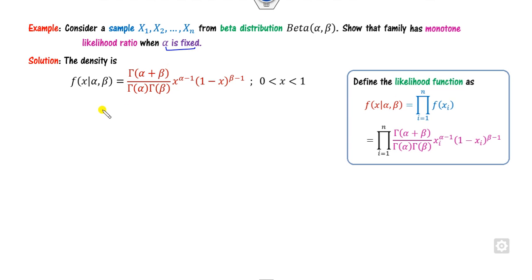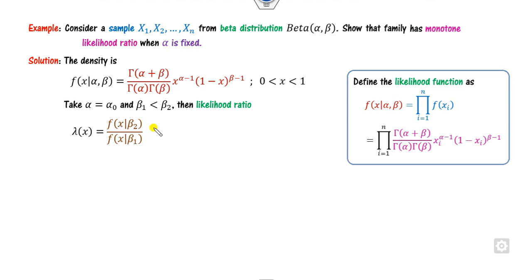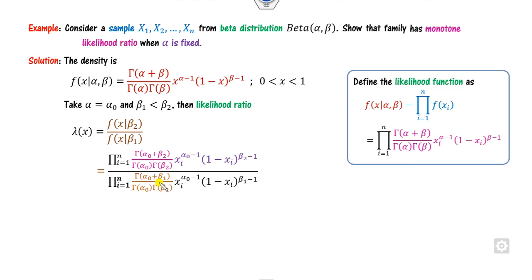Now alpha is fixed, so I can consider alpha as my alpha naught, and you have to find beta as a variable. So I can consider this and define the likelihood ratio. We can substitute this value. Since I consider alpha naught as fixed, it will cancel out, or this part is a constant with respect to this i. So this is my power of n. This alpha naught cancels out.